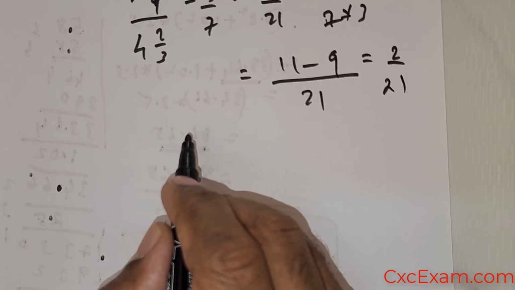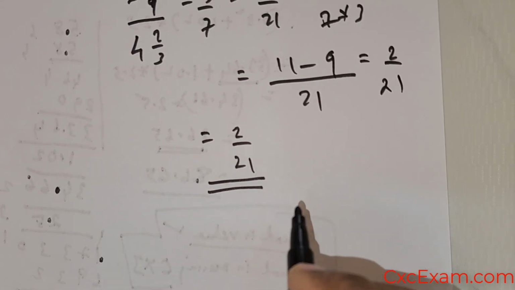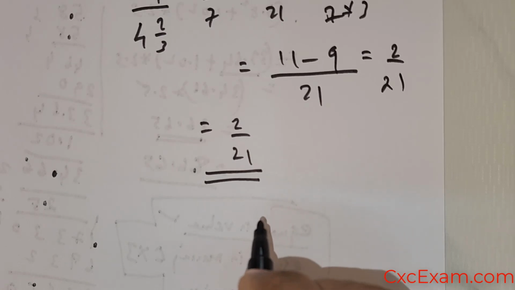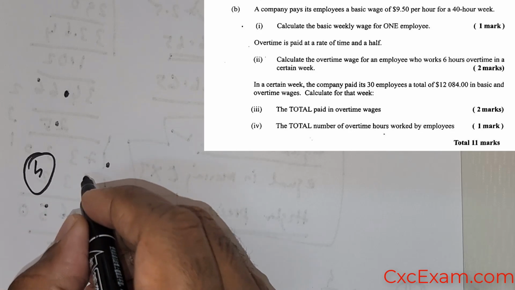You can write this like this and probably give a highlighter. So we move on to the next one. Students, this is question number B.